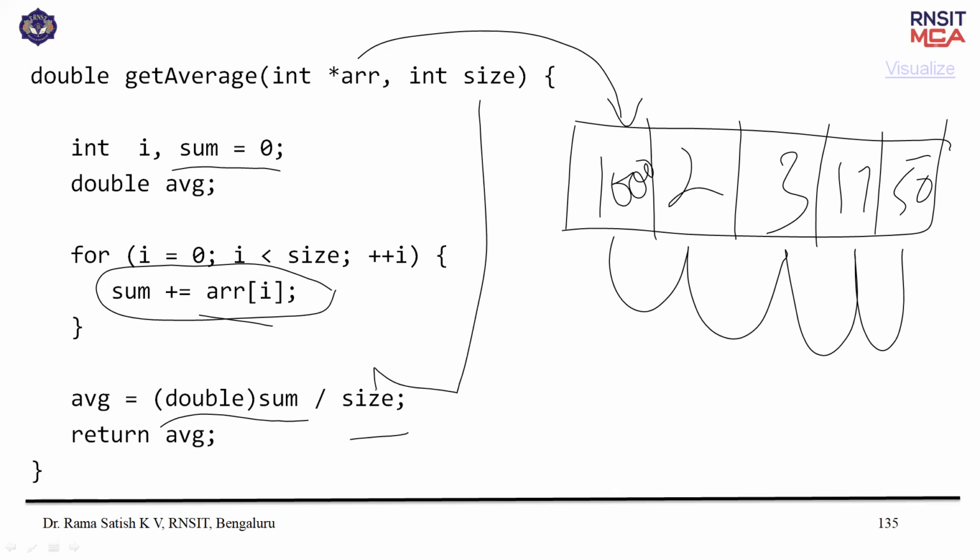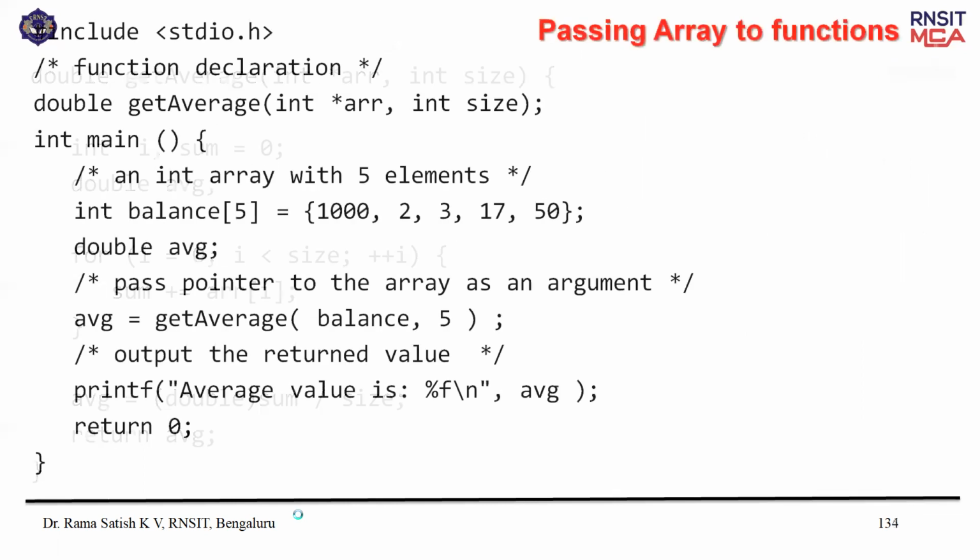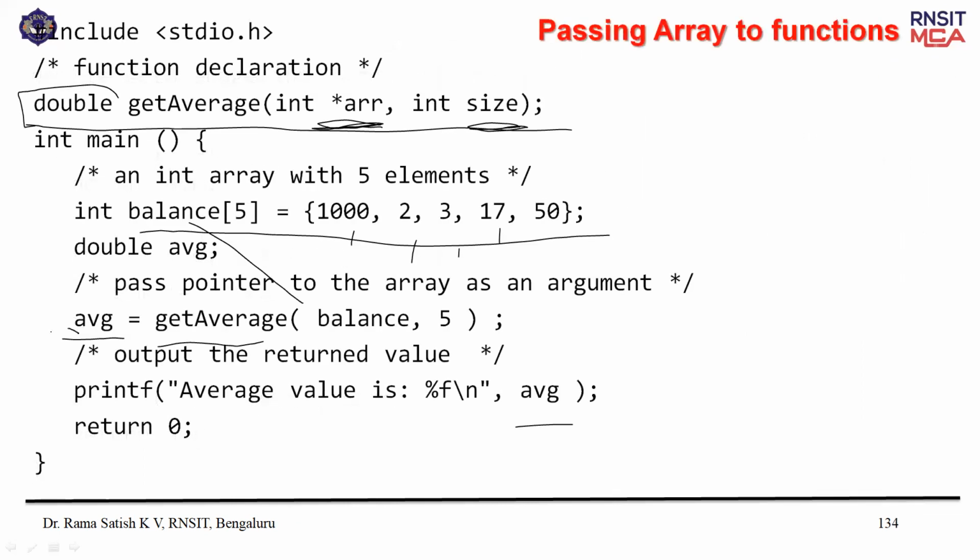So it is calculating the average and returning the average. Whatever average you return from this function comes and gets stored in this average. The same average is printed here. You can see it is printed here. So this is passing an array into a function using pointers. That is the concept. That is the demonstration.